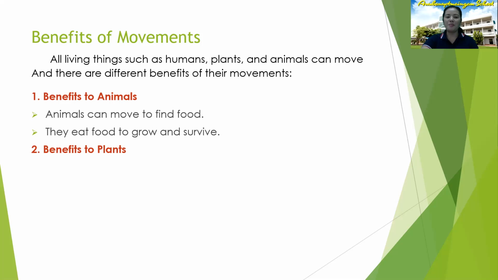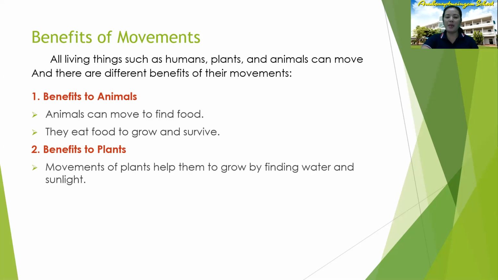Number 2, benefits to plants. Movement of plants help them to grow by finding water and sunlight. So, as you can see, the sunflower moves or turn its flower to the sun in order for it to get the sunlight. And also, some plants, they are moving towards the water to get their water.